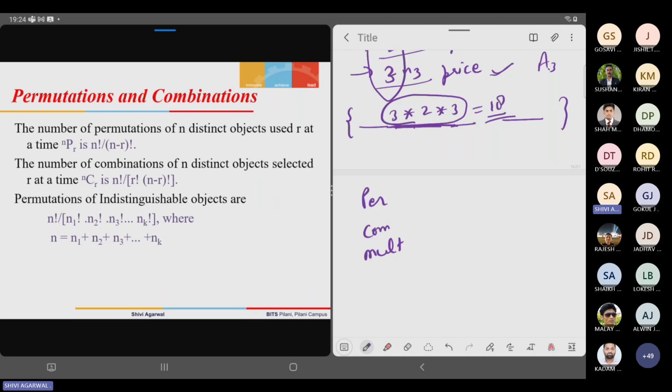So now the permutation and combination. When we say permutation, it is denoted by nPr. And this is equal to n factorial upon n minus r factorial.